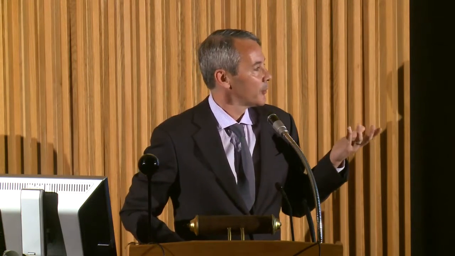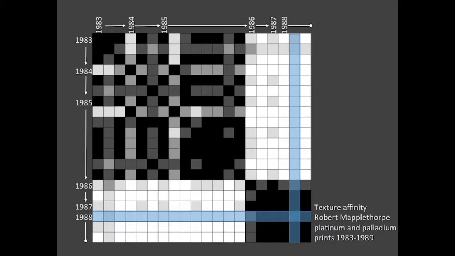But I think I can make that point better talking about a project that I'm working on at the Guggenheim right now, looking at Mapplethorpe prints. We're specifically looking at the platinum palladium prints made in the later years of his life. This is one of those prints, made in 1988. Mapplethorpe dies in '89. He's diagnosed with AIDS in '86. And if you didn't know that context, you could perceive something is up just by looking at this data, okay?